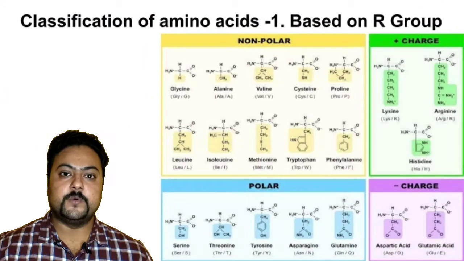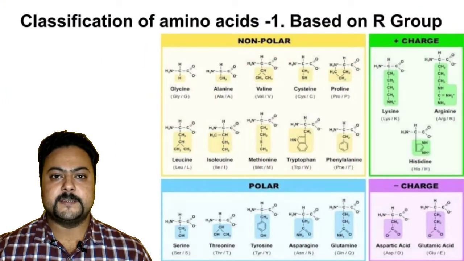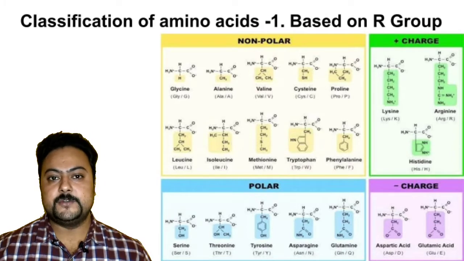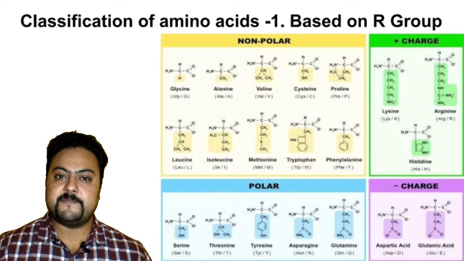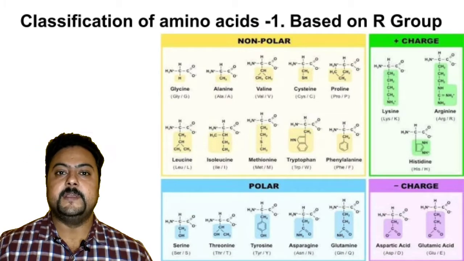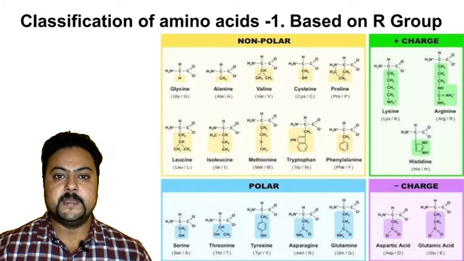By definition, we know that amino acids are small organic molecules which have an alpha carbon linked to an R group. The same alpha carbon is linked to a carboxylic group, and the same alpha carbon is also linked to an amino group. Such molecules are known as amino acids.